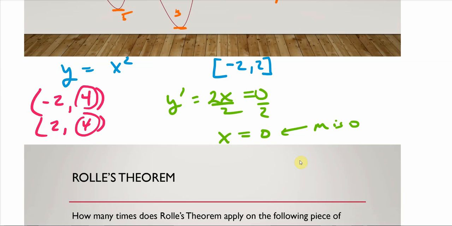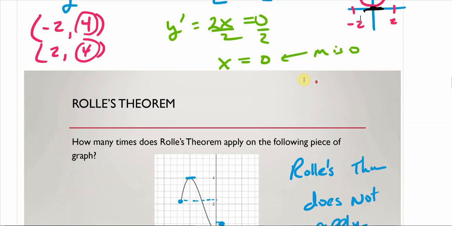So if I had graphed that function, let me go ahead and graph it here. If I graph that function, y equals x squared is going to go like this. And here is 2, and here is negative 2, and here's my y value, and here's my y value. If I connect the endpoints, I'm going to have a slope of 0, and right there, I'm going to have a slope of 0. And some students might say, hey, sir, is it always in the middle? And no, it's not always in the middle, okay? So be careful with something like that.